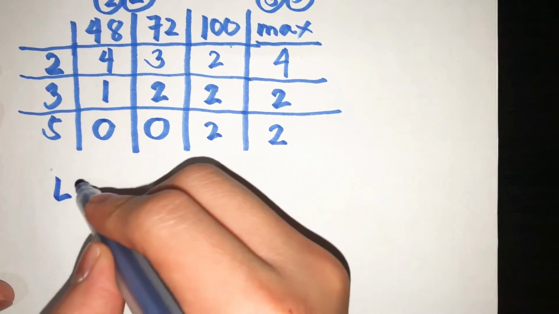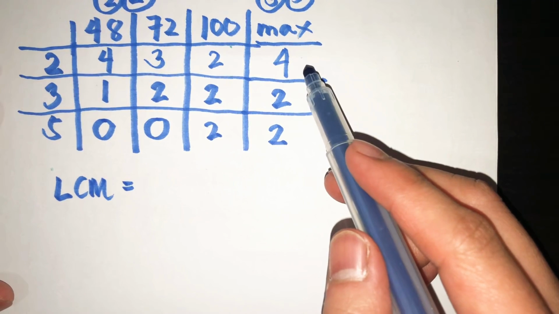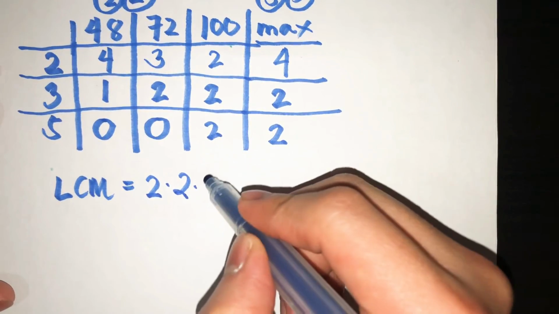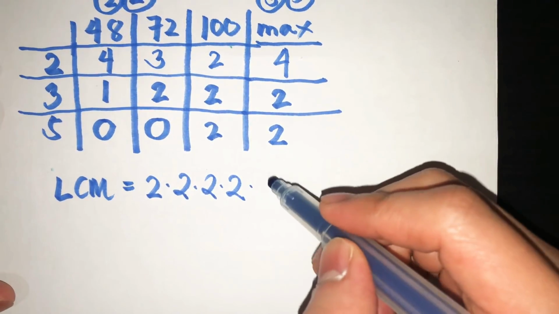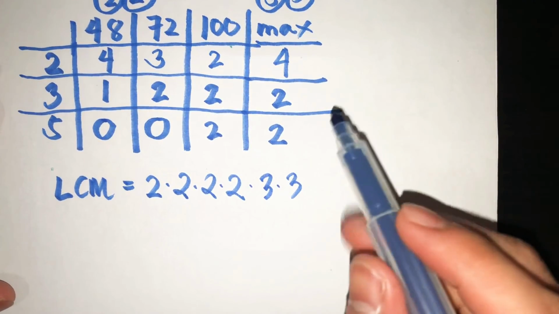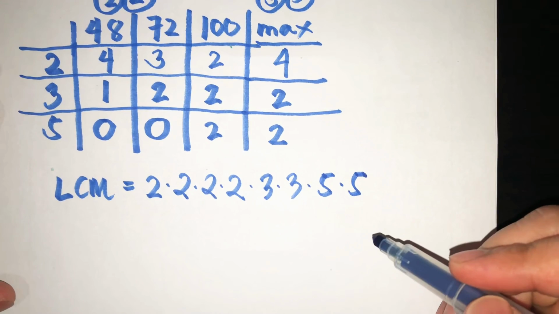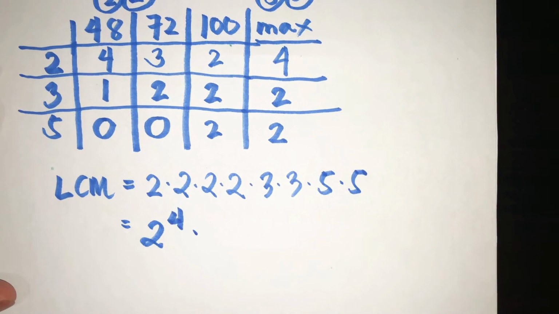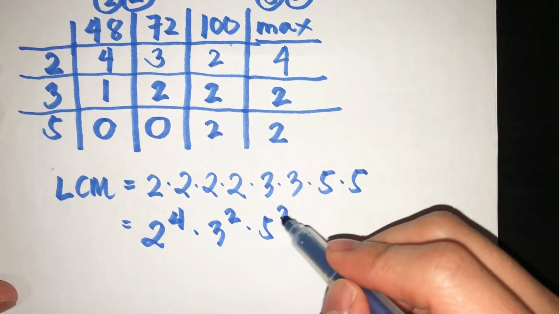So the LCM now is equal to, so for 2 it appears 4 times. So we're going to write here 2 times 2 times 2 times 2, so 4 times. Then for 3, twice. So we have 3 times 3. Then for 5, it also appears twice. Okay? Now this is also equal to 2 raised to 4 times 3 raised to 2 times 5 raised to 2. Okay?